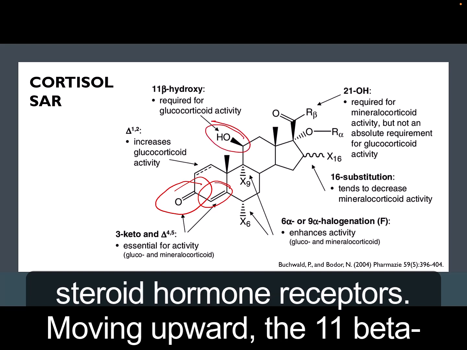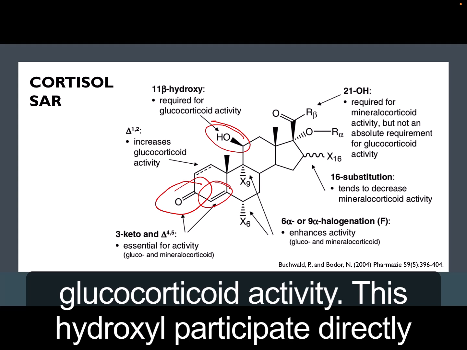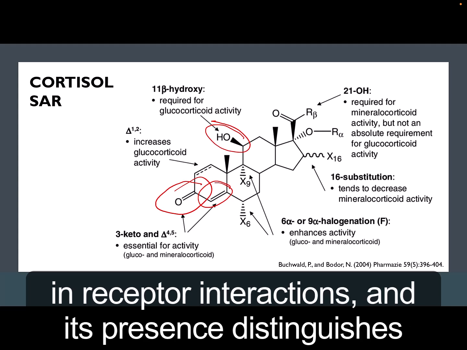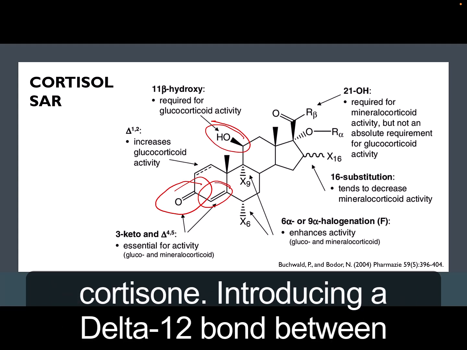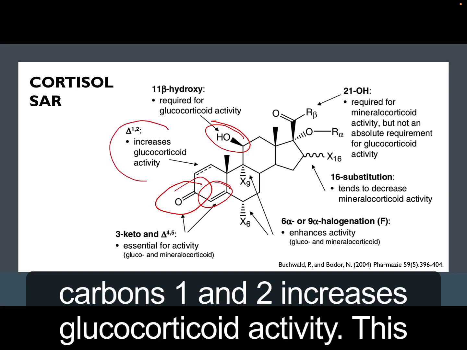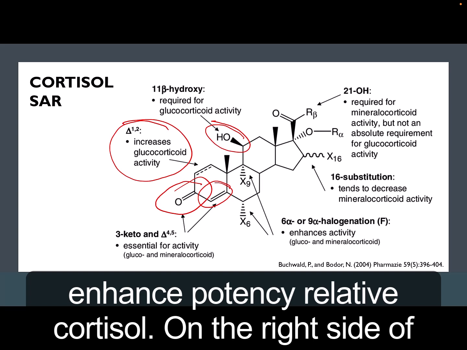Moving upward, the 11-beta hydroxyl group is required for glucocorticoid activity. This hydroxyl participates directly in receptor interactions, and its presence distinguishes active glucocorticoids from inactive precursors such as cortisone. Introducing a delta 1-2 bond between carbons 1 and 2 increases glucocorticoid activity. This modification is commonly used in synthetic analogs to enhance potency relative to cortisol.